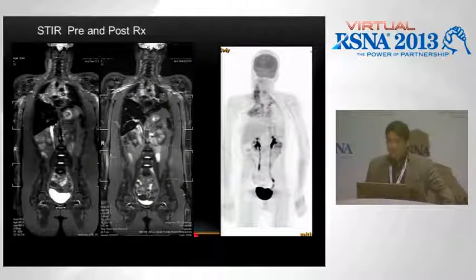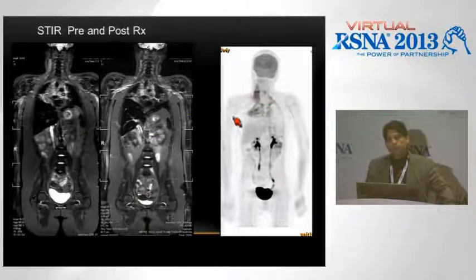This is an example of a patient, a 16-year-old girl, who had an initial diagnosis on this sequence. You can see a mass in the mediastinum, T2 bright, which was a lymphoma, and then on the post-treatment follow-up there was a reduction in the size of the tumor. And we diagnosed and followed this patient entirely with MR PET.